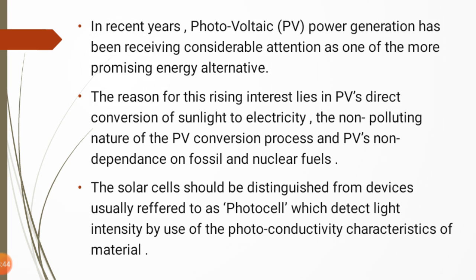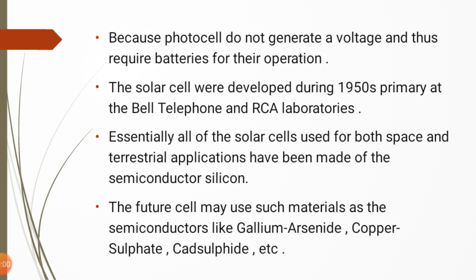So the difference between the solar cell and the photocell is that the solar cell is used to convert solar energy into electricity, but the photocell is used to detect the light intensity. Photocells do not generate a voltage and thus require batteries for their operation. As we saw, the solar cell does not require any external fuels, fossil fuels or batteries to operate, because it uses only solar energy, and this solar energy is converted into electricity. That means there is a generation of voltage.